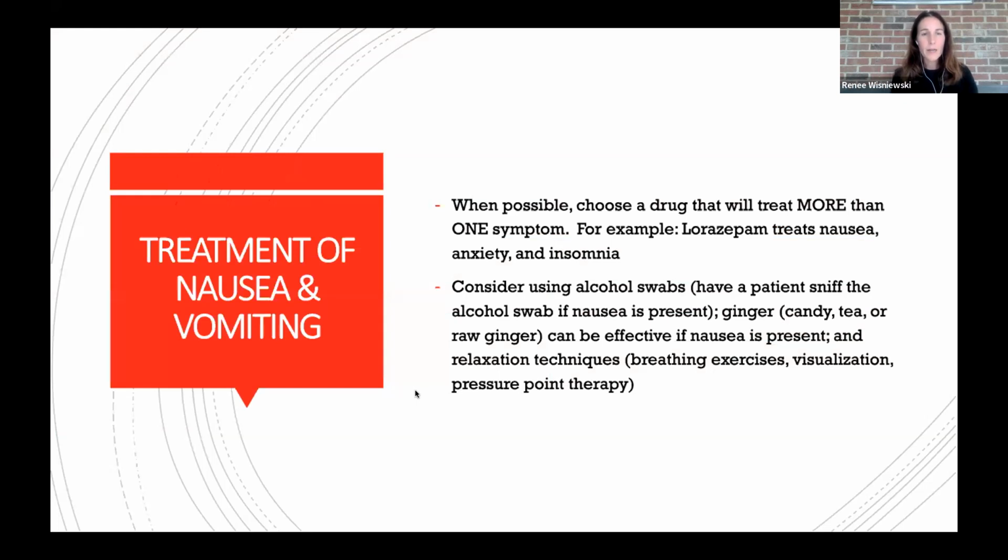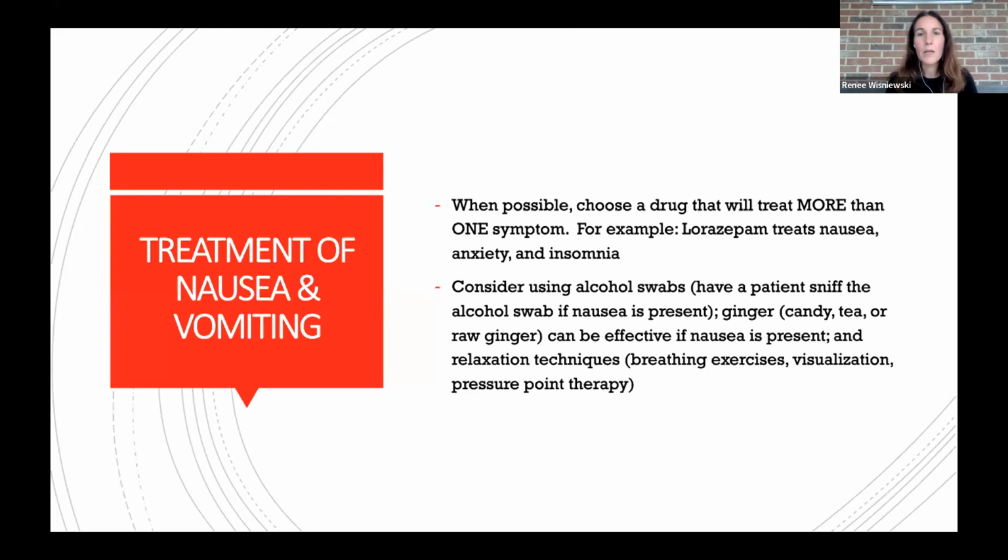Some key takeaway points for the treatment of nausea and vomiting: when possible, choose a drug that will treat more than one symptom. You want to get more bang for your buck, because if somebody's nauseous, likely they're having poor PO intake or not able to tolerate a lot of medication, or they're in pain and nauseous. For example, lorazepam, listed on the previous slide, treats not only nausea, it can also treat anxiety and insomnia.